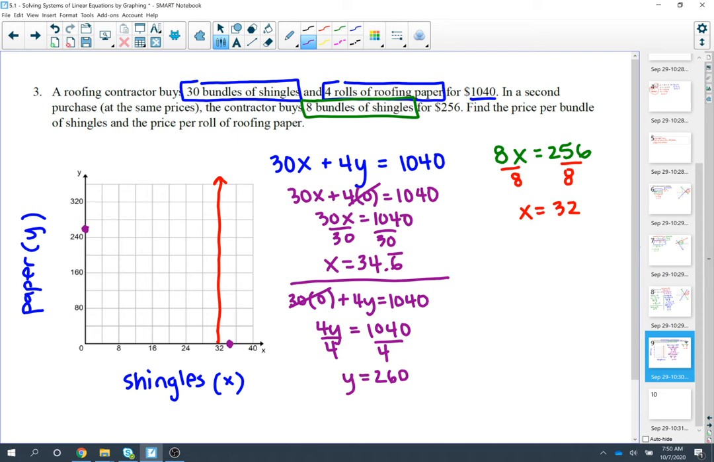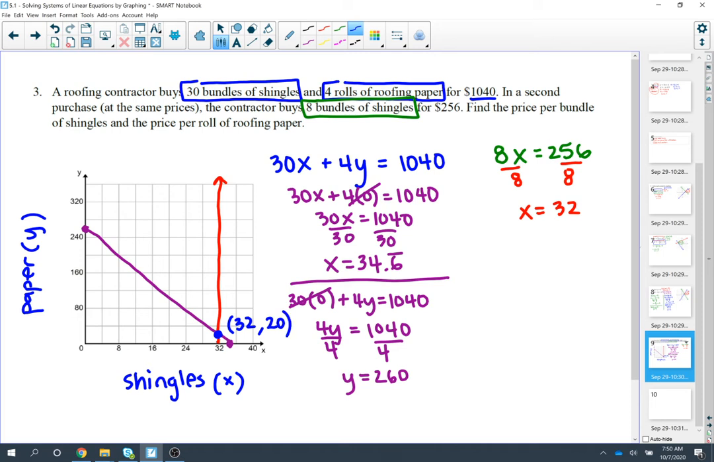And then I'm going to try my best to connect these. Again, I'm going to keep it strictly in the first quadrant because we're talking about money and number of shingles and paper here. Once I have my graph, I'm going to look for where they intersect. They look to be intersecting right there. I know that the x-coordinate on that is 32. And then the y-coordinate goes up about halfway into this box, which is going to be 20.